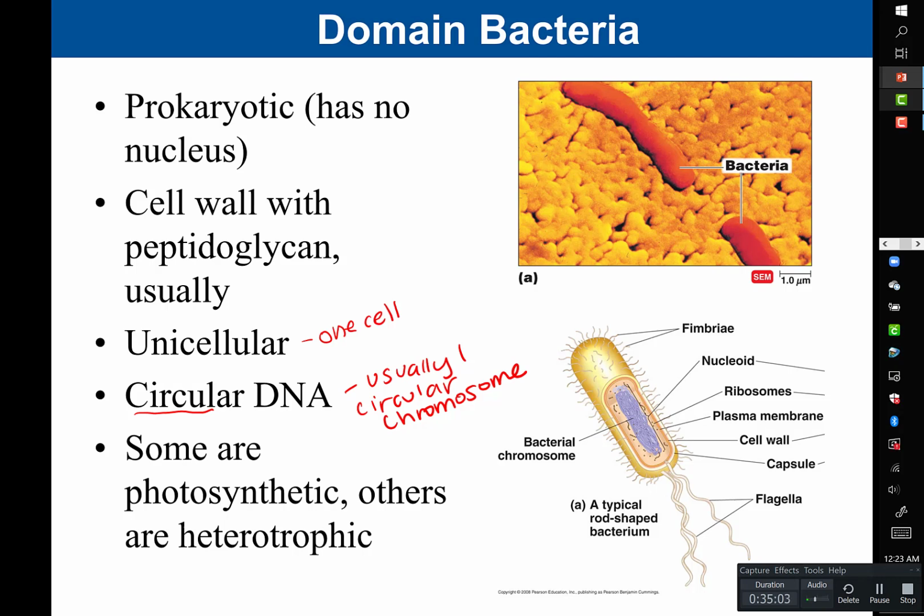In terms of how bacteria get their food, some bacteria are photosynthetic, which means that they make their own food. We call organisms that are photosynthetic autotrophs. Auto means self, troph is feeder. They make their own food. So cyanobacteria that I mentioned is an autotroph. It's able to do photosynthesis and it's able to make its own food.